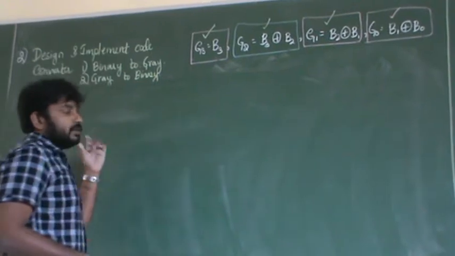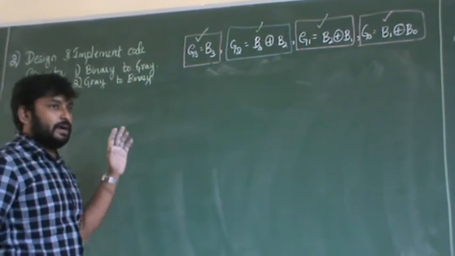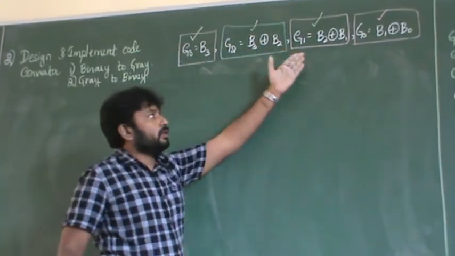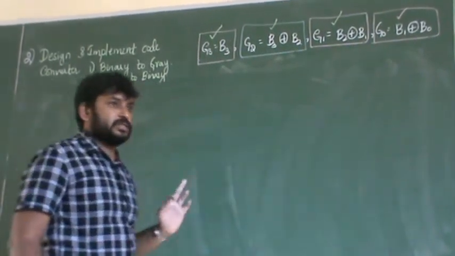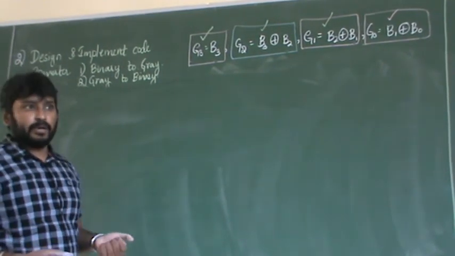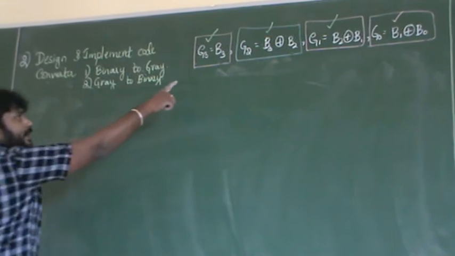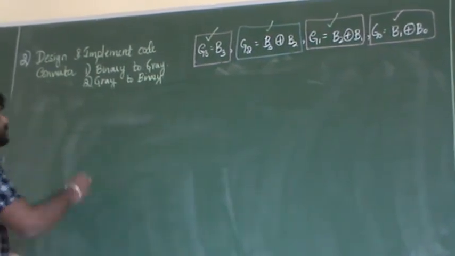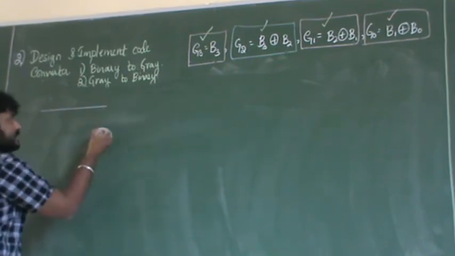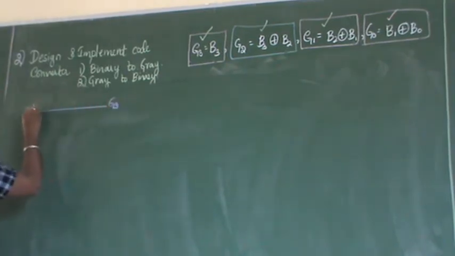So we have written the truth table, and from the truth table we have written the K-map, and from the K-map we have also derived all these expressions, right? So this is how you are getting the expressions from the K-map. Okay. So now by just looking into these expressions, that is G3 is equals to B3, we shall write the circuit diagram. So what is G3? G3 is nothing but B3.